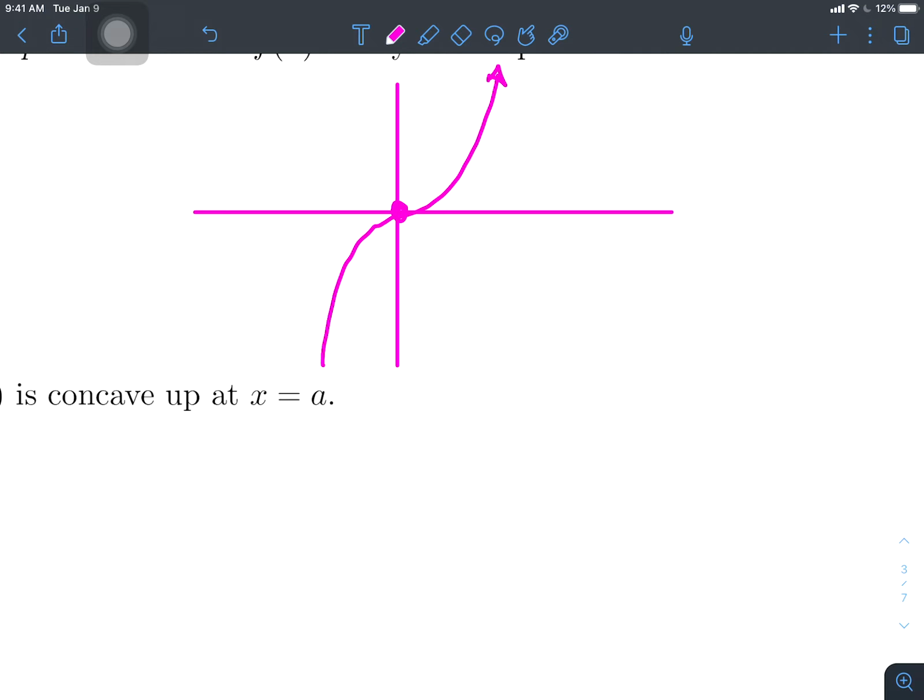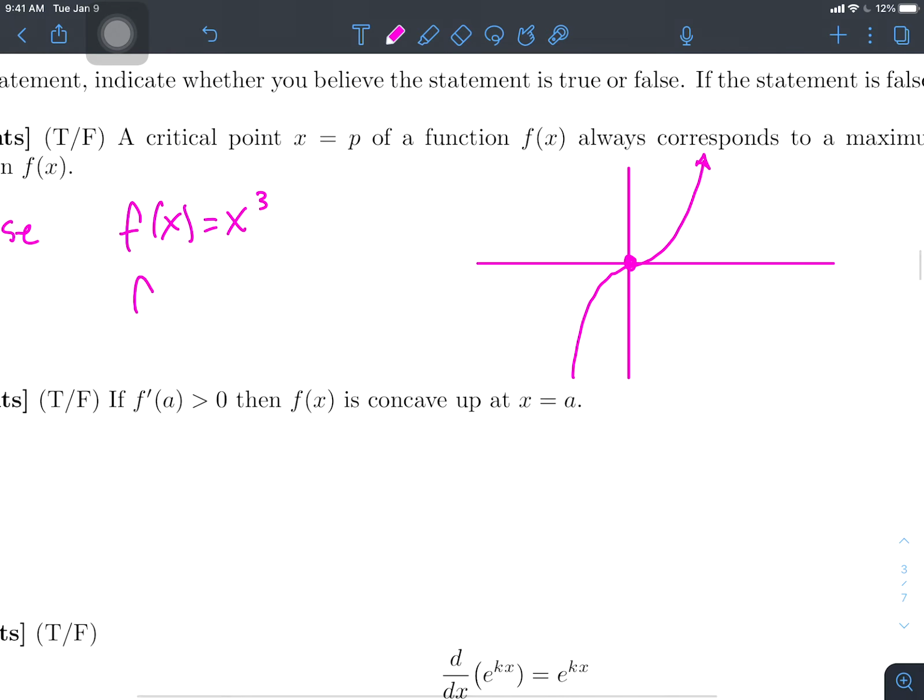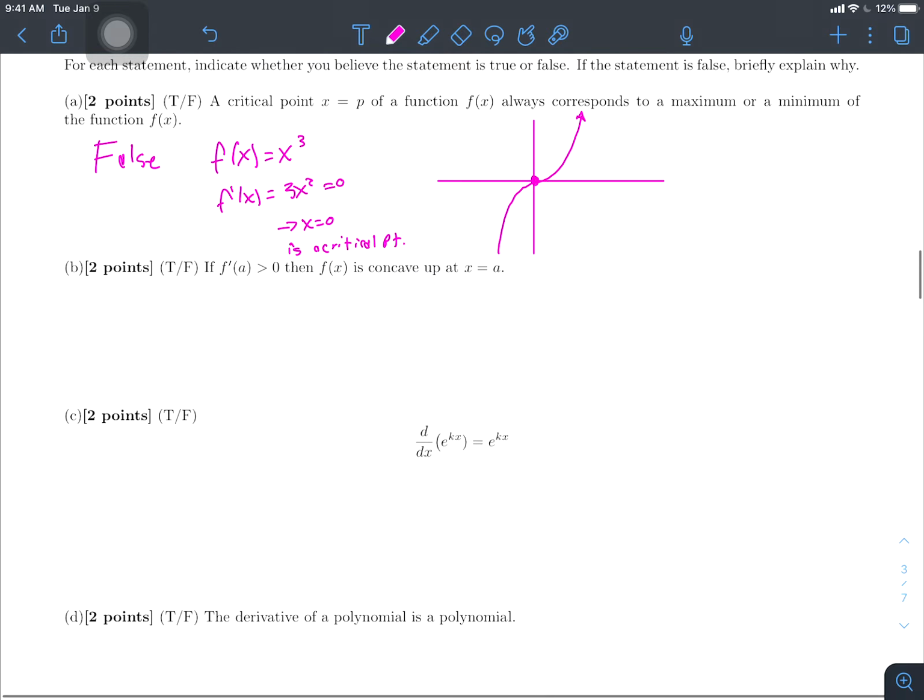But if you take the derivative, you get f prime of x equals 3x squared. If you set it equal to 0, this tells you that x equals 0 is a critical point, but is clearly not a maximum or a minimum of the function. So that one's false. Next up, we have if f prime of a is larger than 0, then f of x is concave up at x equals a.